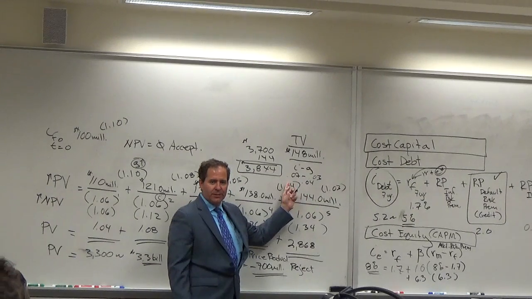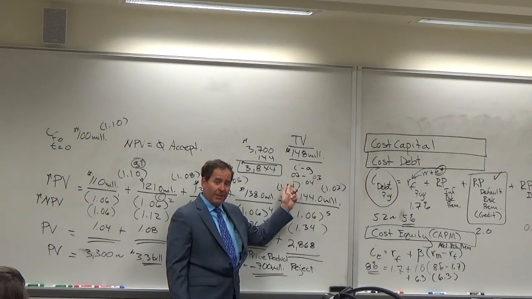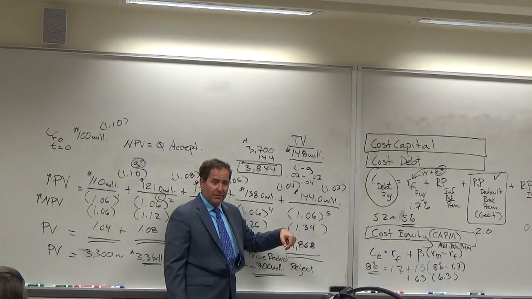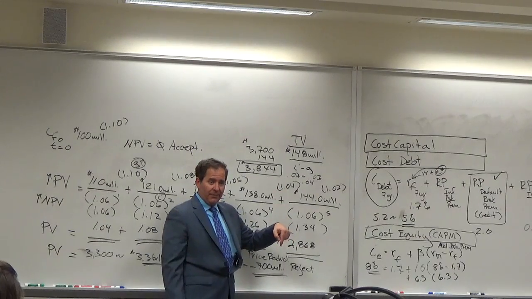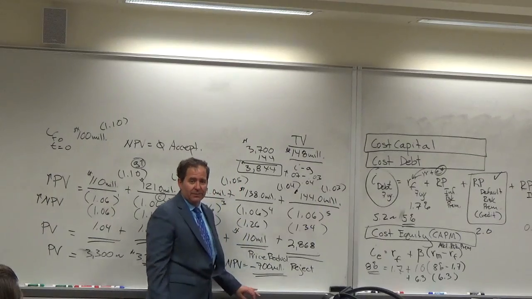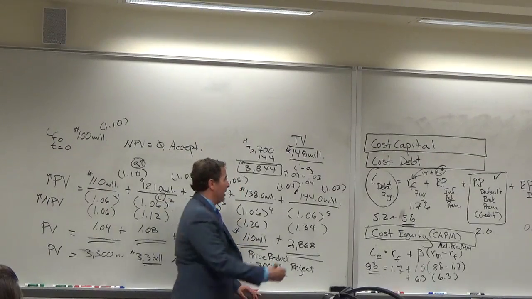Do we over or underestimate the terminal discount rate? Was it too high or too low? If the discount rate goes up, what happens to the terminal value? It goes down.